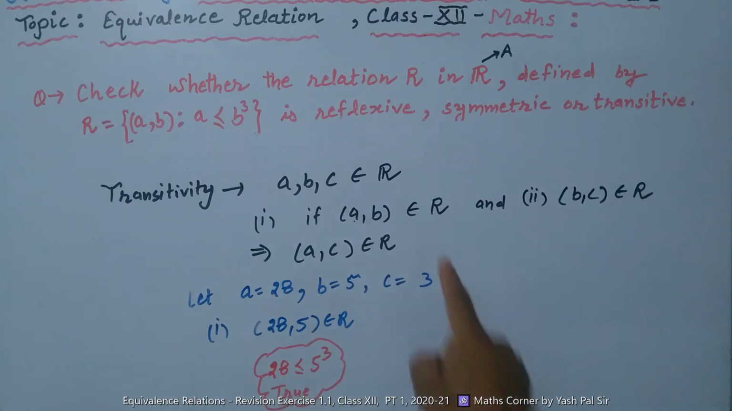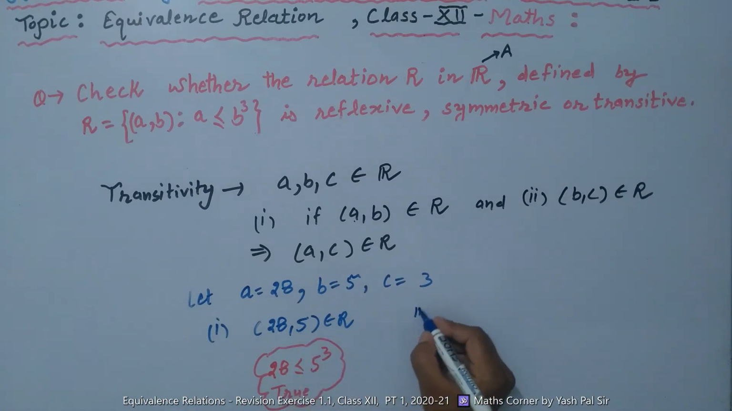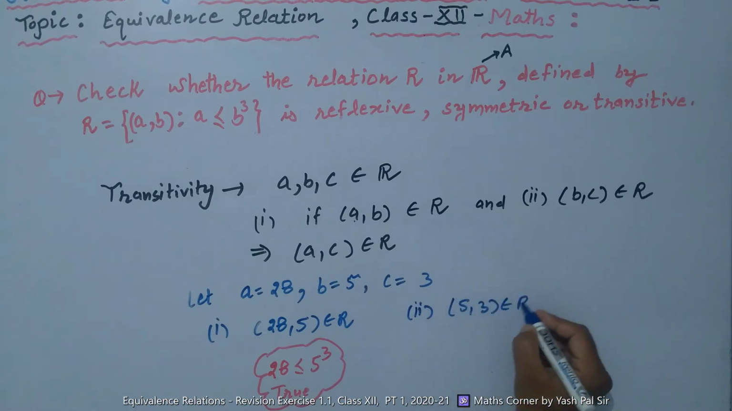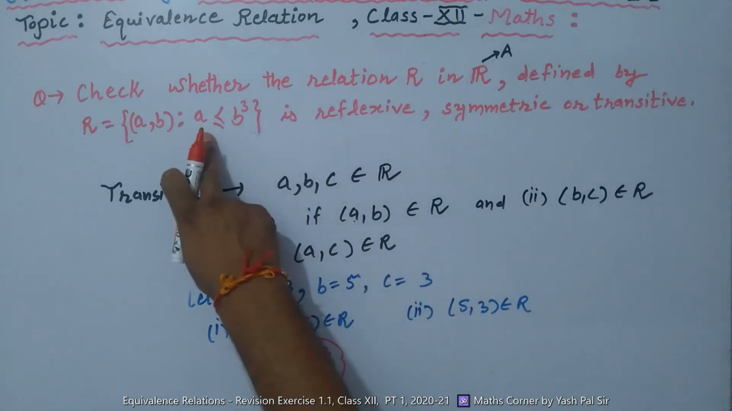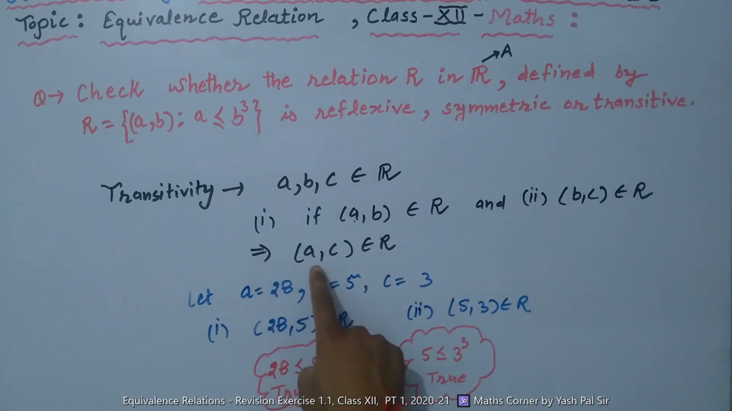Now we take the second pair (b, c), that is we start with 5. (5, 3) also belongs to R. Why does this belong to R? Because this condition should be satisfied: a is less than or equal to b cubed. So 5 is less than or equal to 3 raised to power 3 is also true. So this pair belongs to R. Now this implies (a, c) also belongs to R.